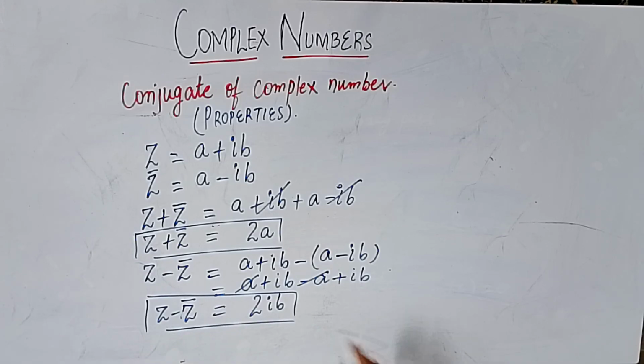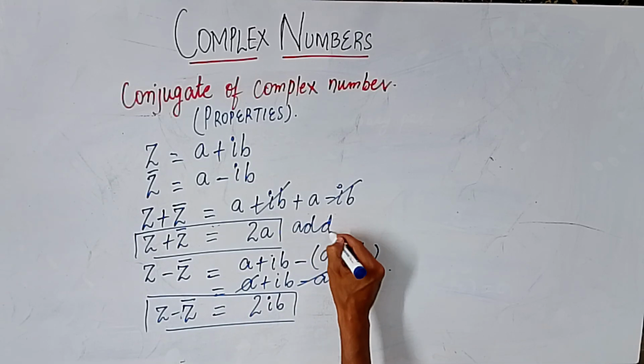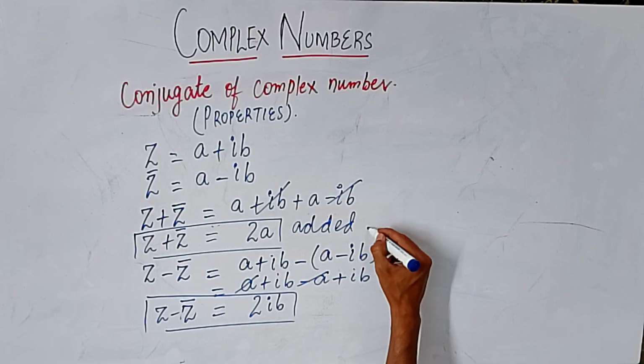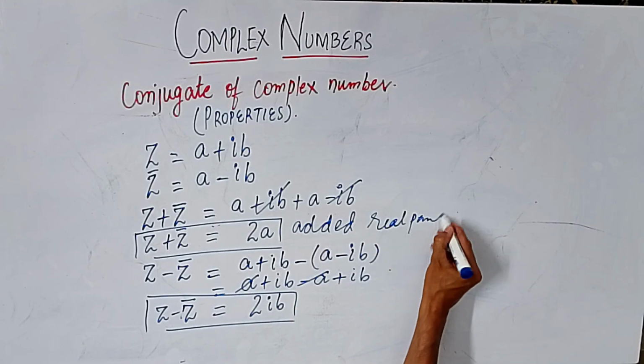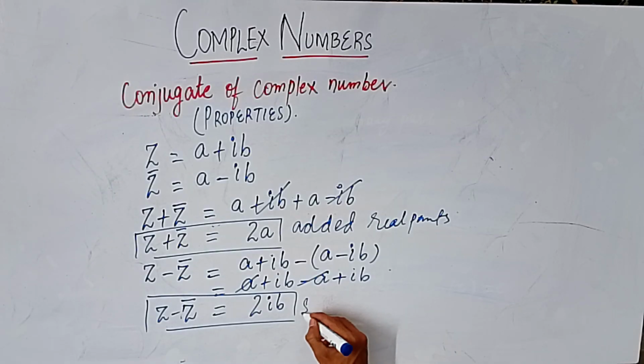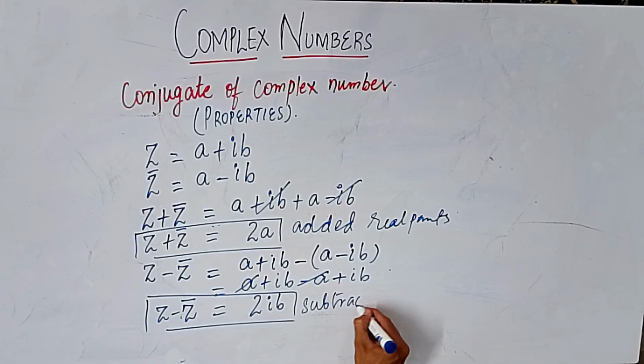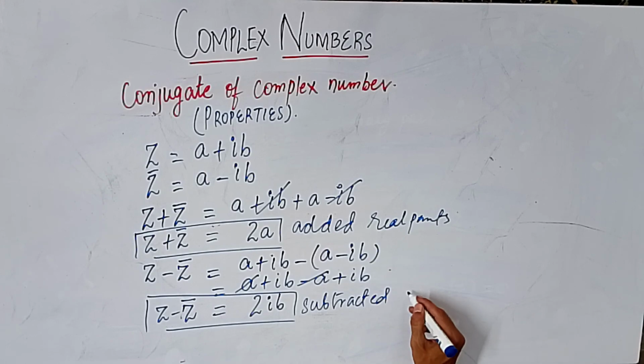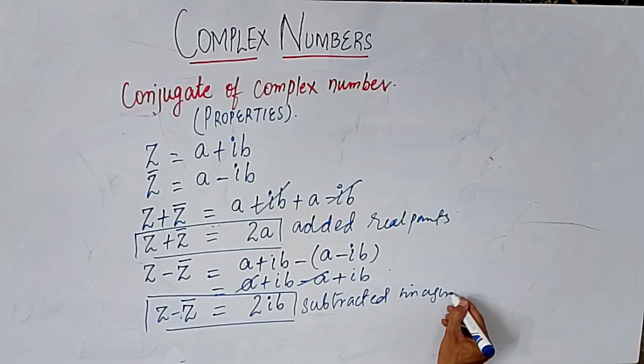So these are two very important properties with respect to addition and subtraction of a complex number and its conjugate. You can see when they are added, you will get only the sum of the real parts. But when they are subtracted, you are only getting the result of the imaginary parts. So this is a very important thing. Now if you have any particular complex number, you know how to find its conjugate, and then you can directly do this or you can apply the process as well. It's up to you.